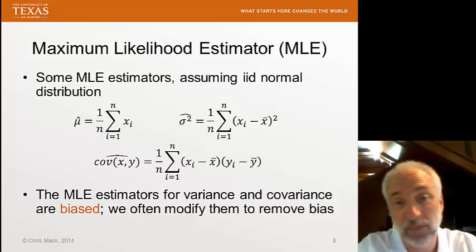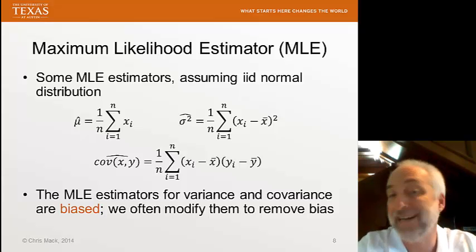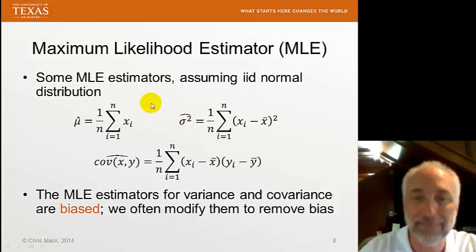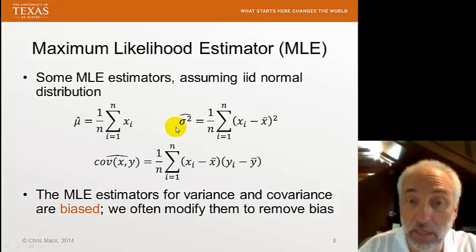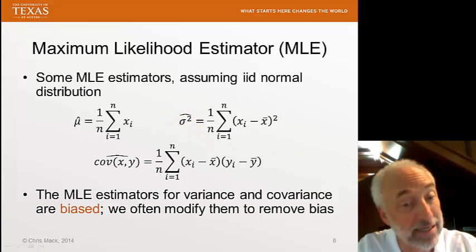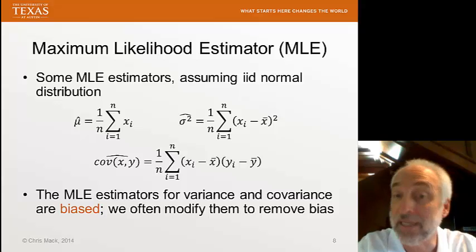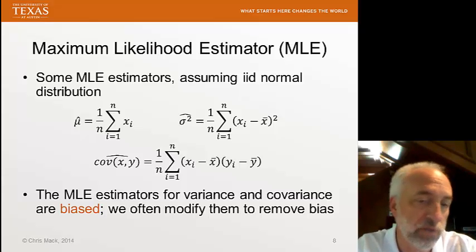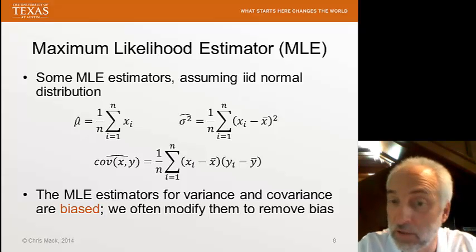If I took the expectation of these values, I would not get the true mean. The mean's unbiased, but the other two estimators are biased. If I took the expectation value of this estimator, I would not get the true variance. I would get a slightly different value, which I can correct if I replace n by n minus 1 in both of these equations for the variance and the covariance estimators. And we typically do that.